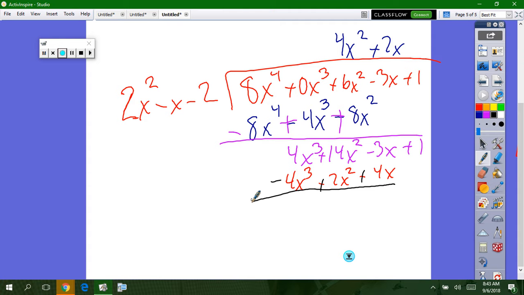4x cubed minus 4x cubed is 0, and it should be 0, right? 14x squared plus 2x squared.